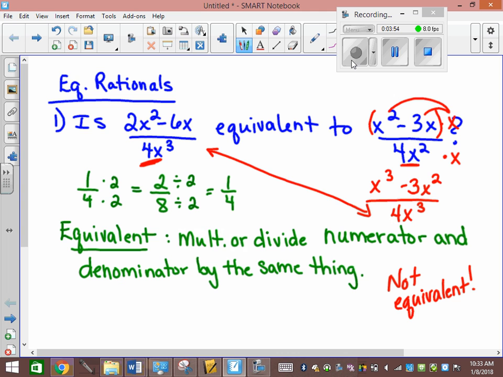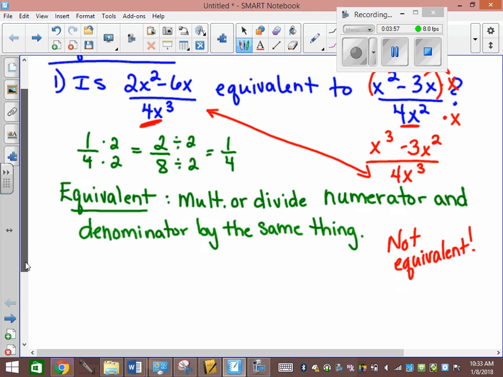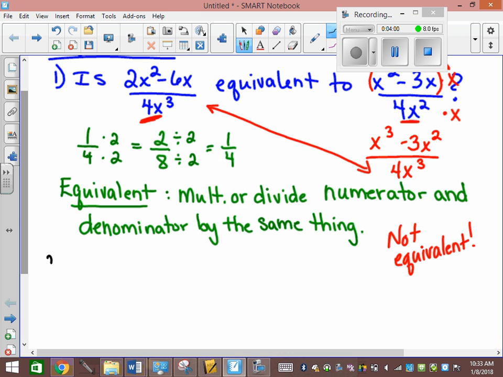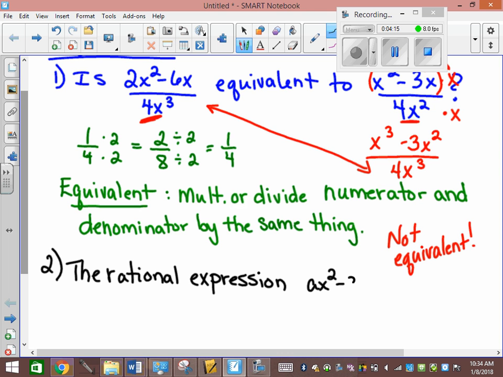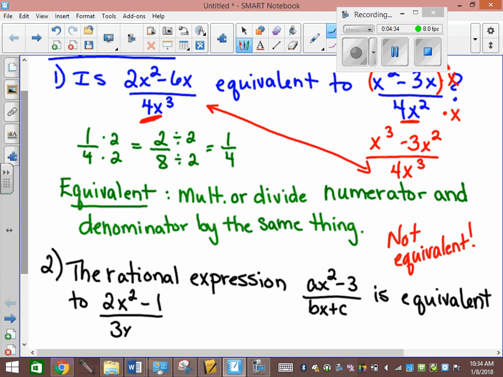Okay. Second question I asked you. The rational expression ax squared minus 3 over bx plus c is equivalent to 2x squared minus 1 over 3x plus 1. Determine the value of a, b, and c.